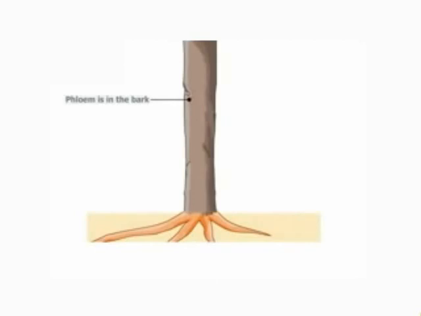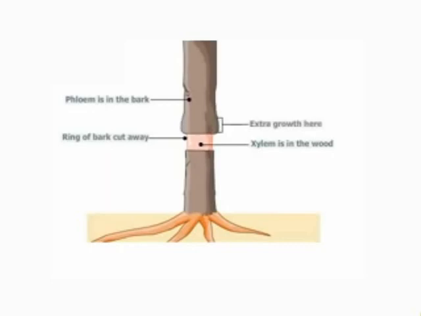In an experiment to demonstrate translocation, a ring of bark from a woody plant is cut off. The phloem tissue is contained in the bark while the xylem is in the woody part and remains intact. After a few days, a bulge of growth is observed on the upper edge and none on the lower end, and this is due to accumulation of food materials in transit.